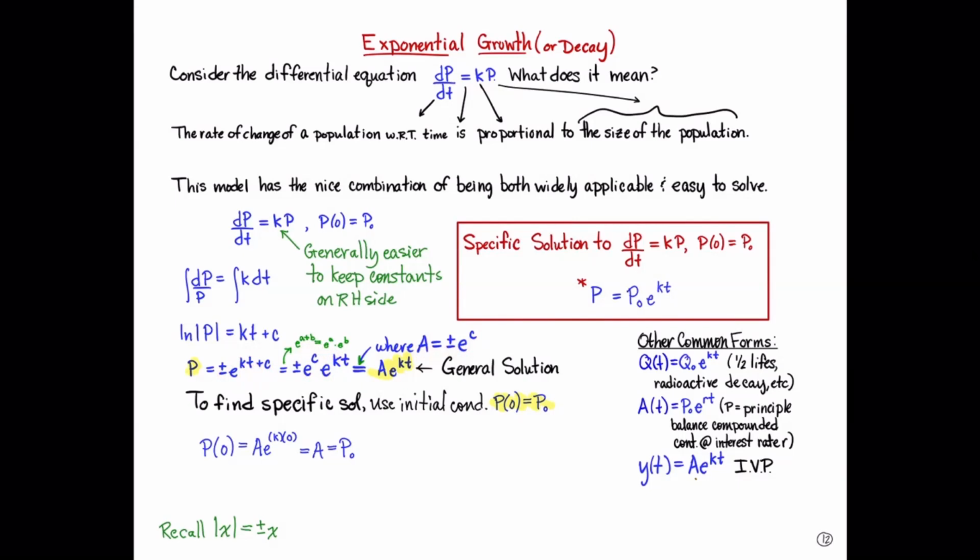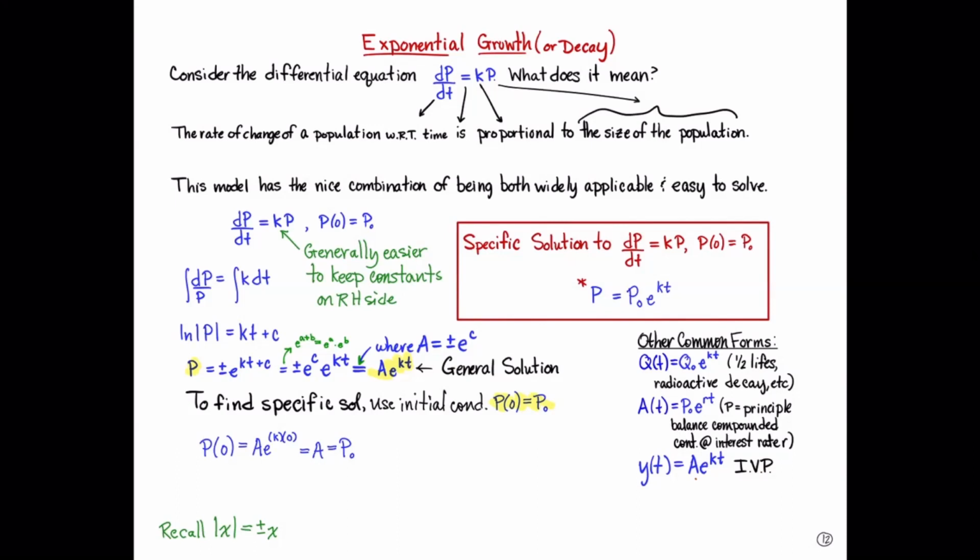Then to find the specific solution, which here we're calling P naught. So at time t equal to 0, we're calling it P naught. But in general, you'd be given a number. You'd be told the initial population is 100, and so that would be the value you sub in for P naught.